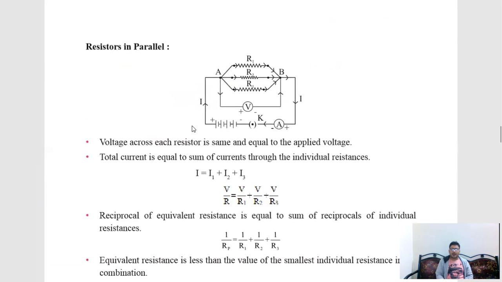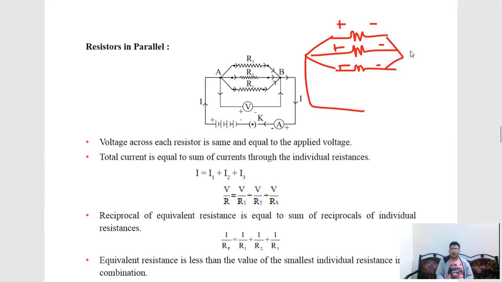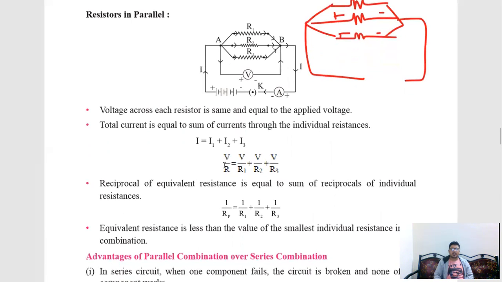And coming to parallel, what does parallel mean? All similar terminals should be on one side. Consider we have a resistor here, second resistor here, third resistor here. Consider this is positive, negative, positive, negative, positive, negative. All positives at one side, all negatives at another side. That is parallel connection.